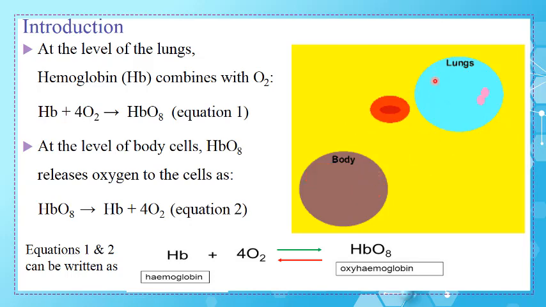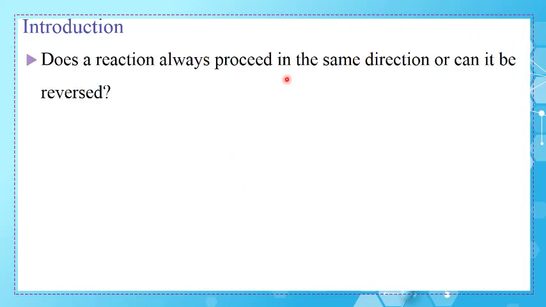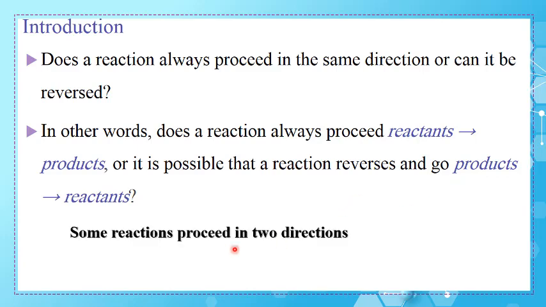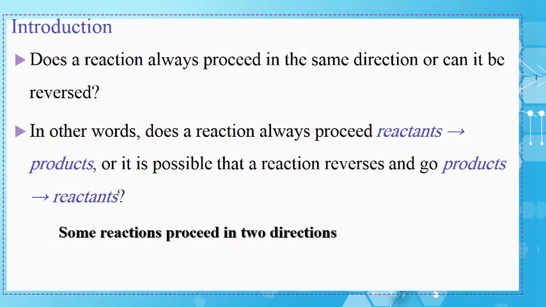As you can see, red blood cells come to the lungs, take oxygen, combine with oxygen, and go to the body cell where they release the oxygen, and so on. As if this reaction is going to occur in this direction and in this one. So, does a reaction always proceed in the same direction, or can it be reversed? In other words, does a reaction always proceed in the way that reactants give products, or is it possible that a reaction reverses and goes in a direction for the products to give reactants? Actually, some reactions proceed in two directions.